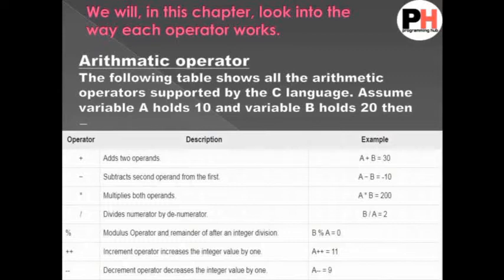And next one is increment operator, it increases the original value by one, means 10 plus 1 equals 11. It adds only one. Okay, and at last decrement operator decreases the integer value by 1, means if the value is 10, then it decreases 1, then A minus minus equals 9. Okay, so move to the next.